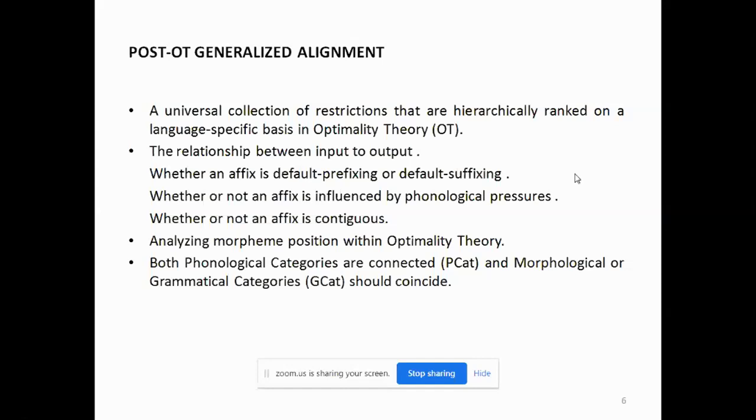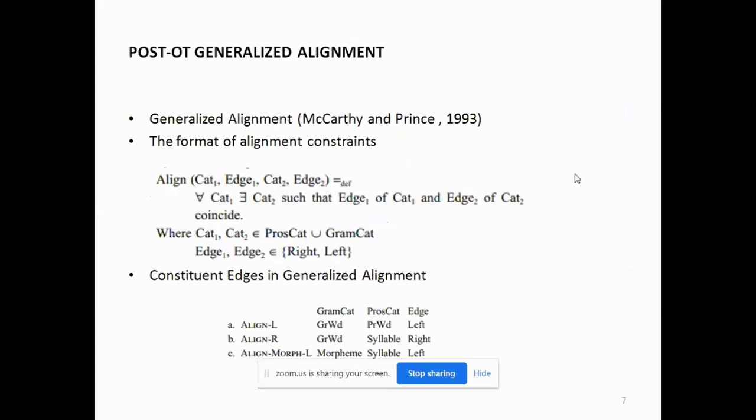And analyzing morpheme position within optimality theory, both phonological and morphological categories are connected. This means the prosodic category and the morphological, or we can say grammatical category, should coincide. This is the formulation for generalized alignment.